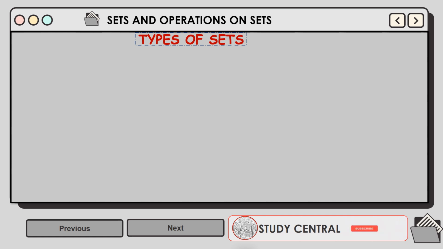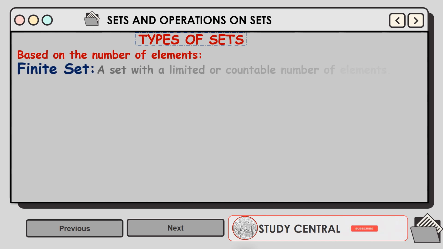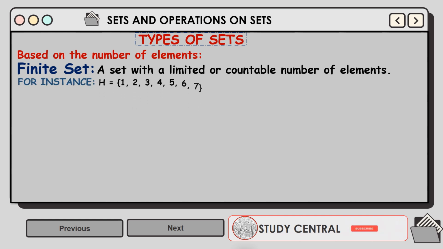We will begin by exploring the types of sets based on the number of elements that they have. First and foremost is a finite set. A finite set is a set with a limited or countable number of elements. The last member of a finite set is known and can be found. For instance, the set H contains 1, 2, 3, 4, 5, 6, and 7. We can count the elements in this set and the last element of this set can be found and it is known. Therefore, H is a finite set.